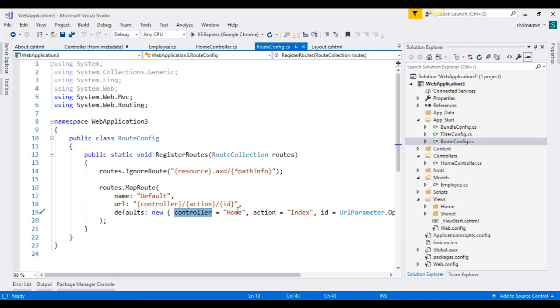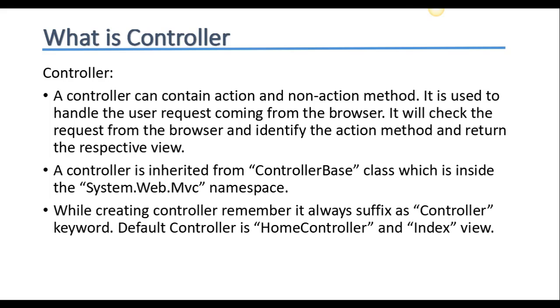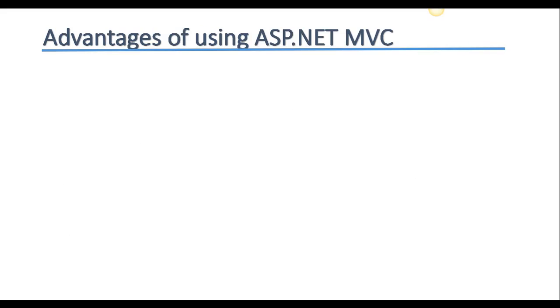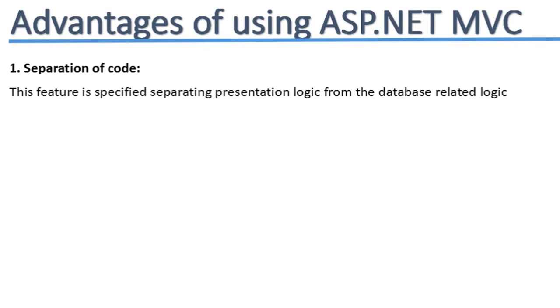If I set the default controller to Employee or Student, and the default action method to, for example, GetEmployeeDetail or GetStudentDetail, we can do that. How to set the default controller or the default action method, we are going to understand in the upcoming video. In this tutorial we are only going to focus on the theoretical part and the basic introduction of ASP.NET MVC. So next are the advantages of ASP.NET MVC, or why we should use ASP.NET MVC.